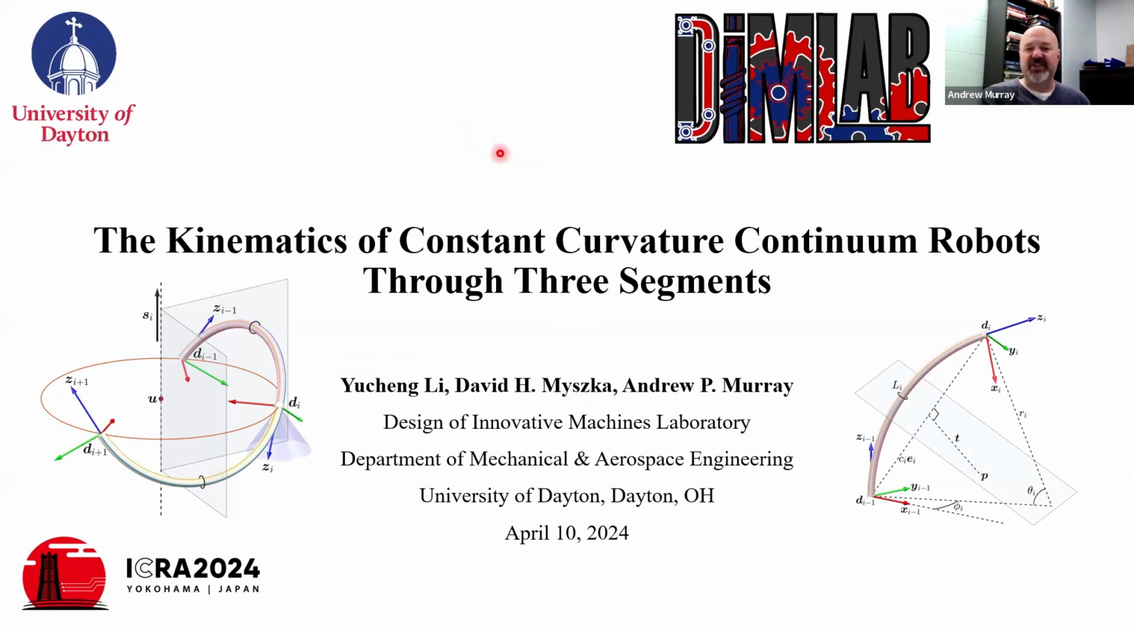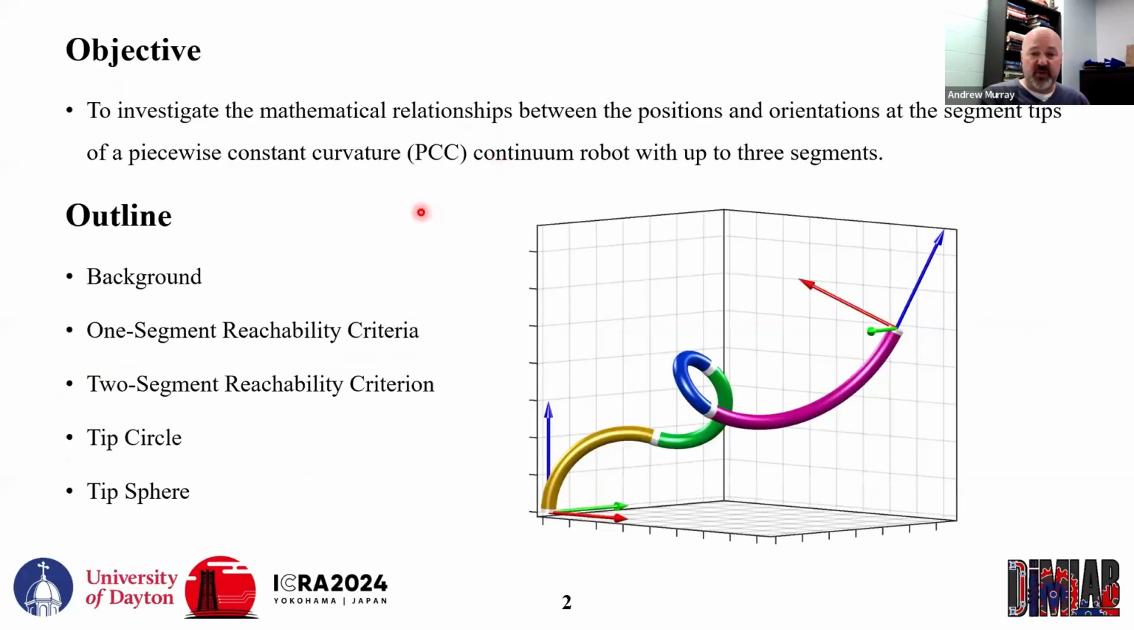The kinematics of constant curvature continuum robots through 3 segments. This is some work done by my PhD student, Yu-Cheng Lee, my colleague here at the University of Dayton, Dave Mishka, and I'm Drew Murray. In this work, we try to investigate the mathematical relationships between the positions and orientations at the segment tips of a PCC, or piecewise constant curvature continuum robot with up to 3 segments.